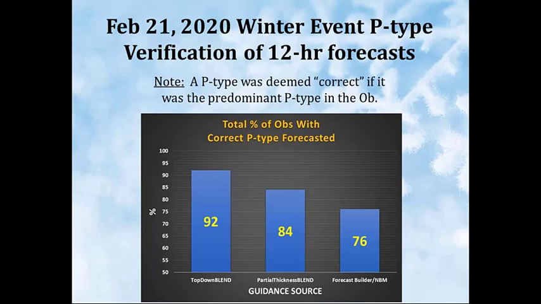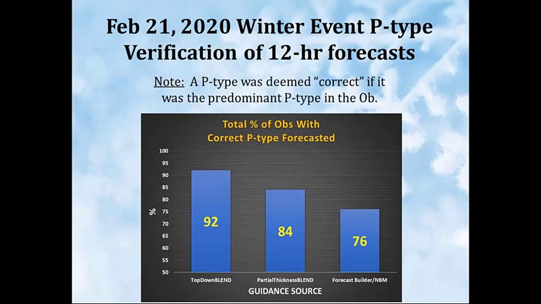And you can see here that a top-down blend got 92% of the OBS right, partial thickness at 84%, and the forecast builder NBM output got 76%. Again, this is just one event, so there might be instances where the reverse is true, but really we don't have a lot to work with overall.